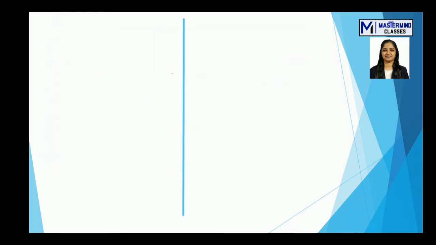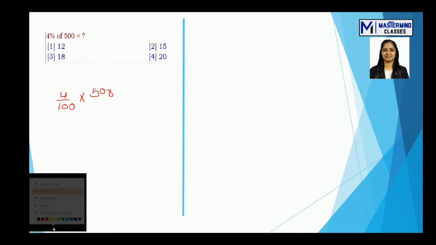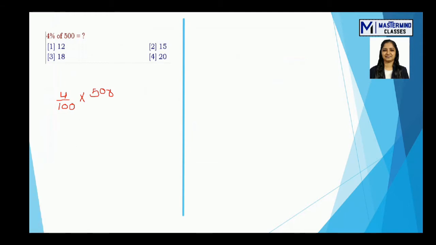Now let's understand through a few more examples. 4% of 500. Again, when you have a percent, it is nothing but 4 upon 100. Of means multiplication, 500. Now again you have to reduce zeros. So the 2 zeros will get reduced with this numerator. So you have 5 and 4 in the numerator. So 4 multiplied by 5 is 20. So your answer is option 4, 20.